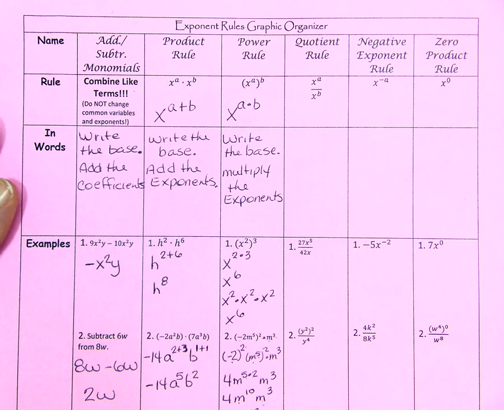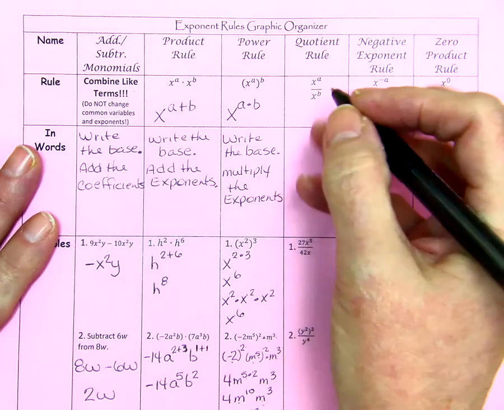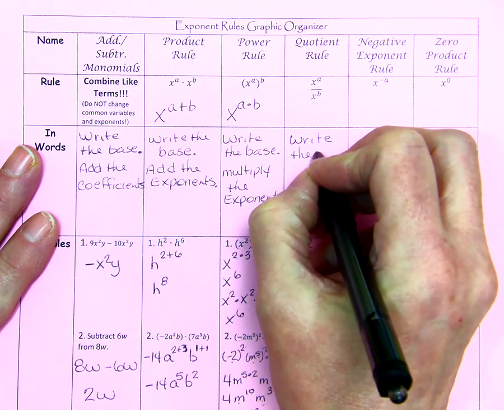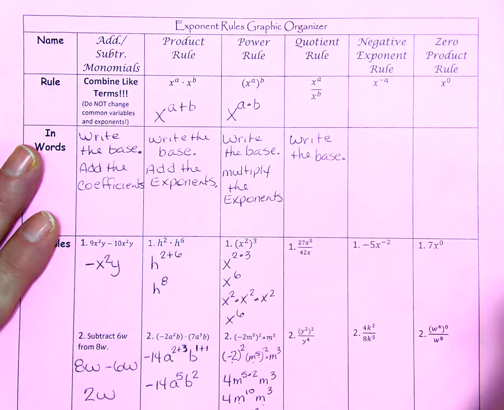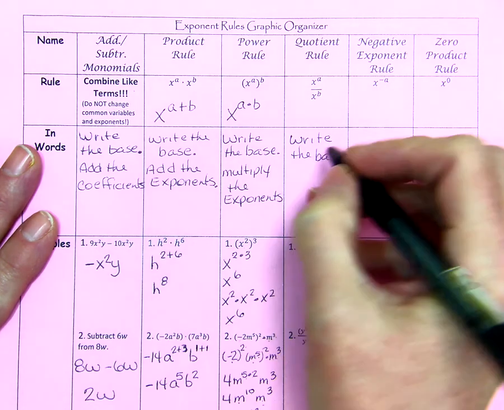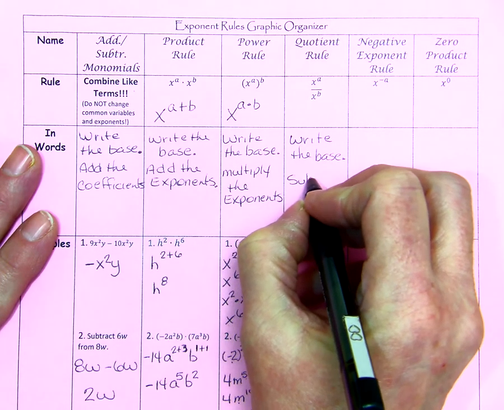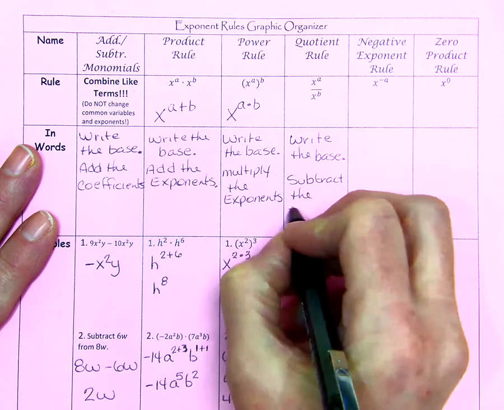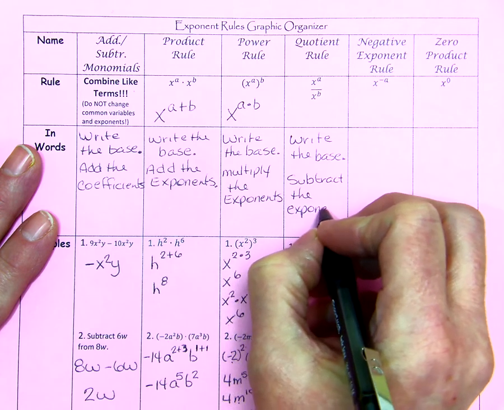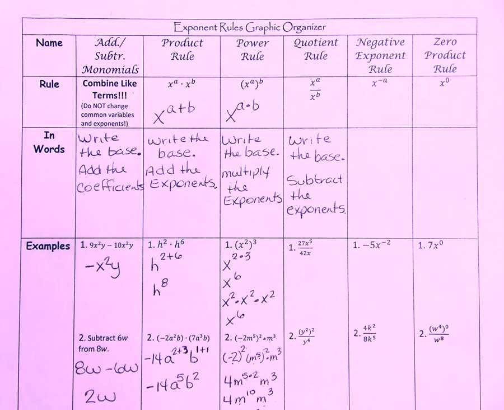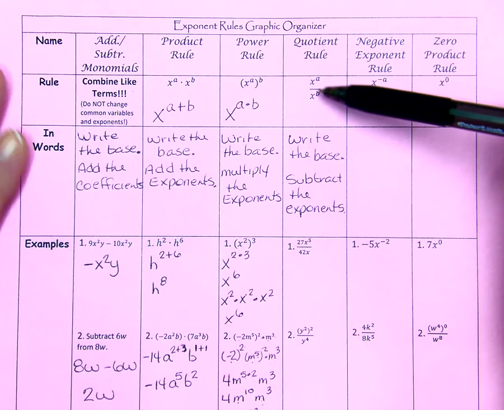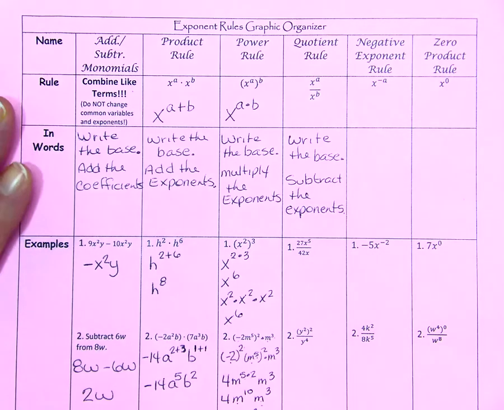The quotient rule says that when we are dividing exponents with the same base, we again, of course, write the base. And this time, we are going to subtract the exponents. So we write the bases and add the exponents when we are multiplying like bases. When we are dividing like bases, we will subtract the exponents.